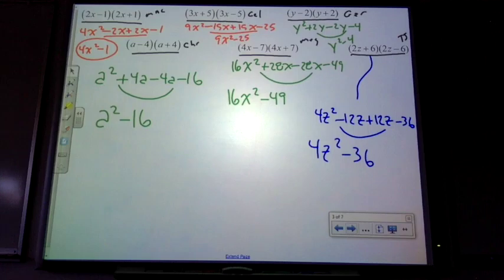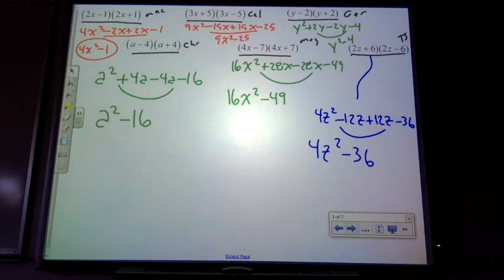Let's look at the last term. What do you know about the number 1, the number 25, the number 4, the number 16, the number 49, and the number 36? They are perfect squares. Love it. Now, 4x squared is the same thing as 2x times 2x. Agree? Do you agree? What about 9x squared?